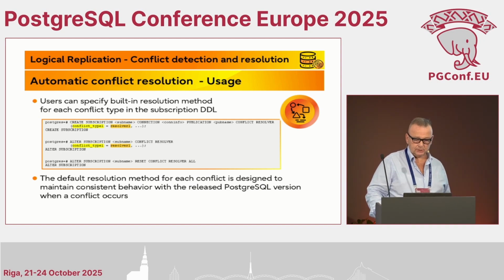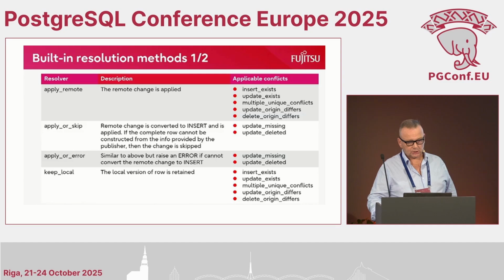So here's how conflict resolution could be used by adding our preferences into the subscriber config. So you can see the create or alter subscription, and we're defining a conflict type. In these subscription statements, we specify whatever the resolution or resolver for each should be. And these next couple of slides show the proposed resolver methods and the potential conflict types that they can be used for.